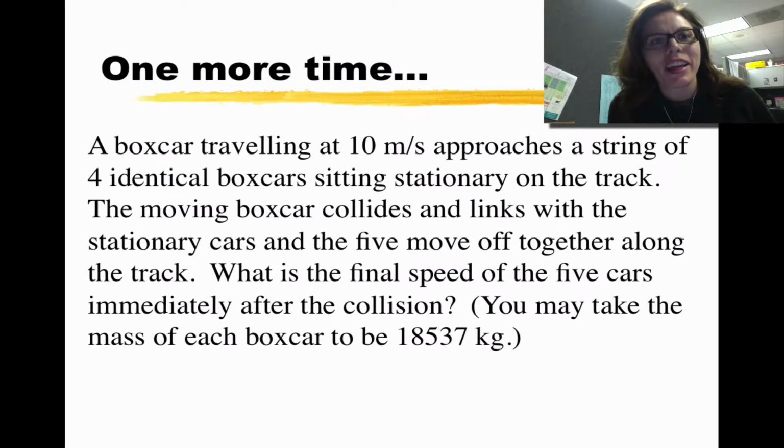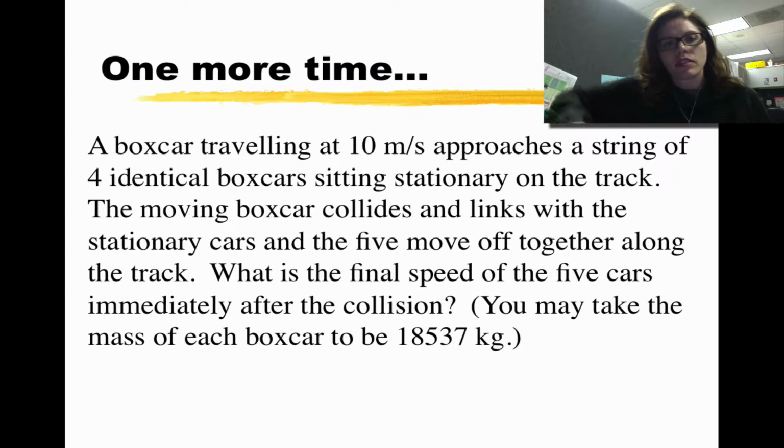Welcome back. Okay, so now we're going to work out a couple examples of conservation of momentum. So let's look at this one. A boxcar traveling at 10 meters per second approaches a string of 4 identical boxcars sitting stationary on a track. The moving boxcar collides and links with the stationary cars, and the 5 move off together along the track. What is the final speed of the 5 cars?